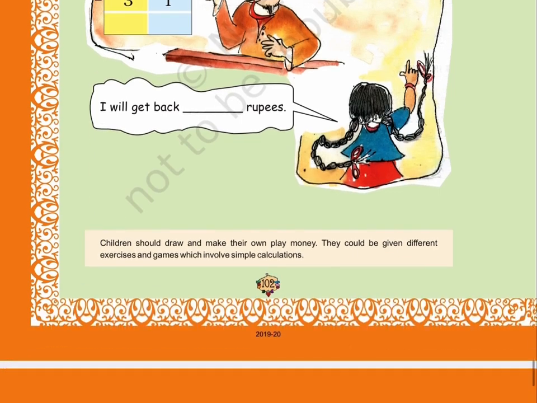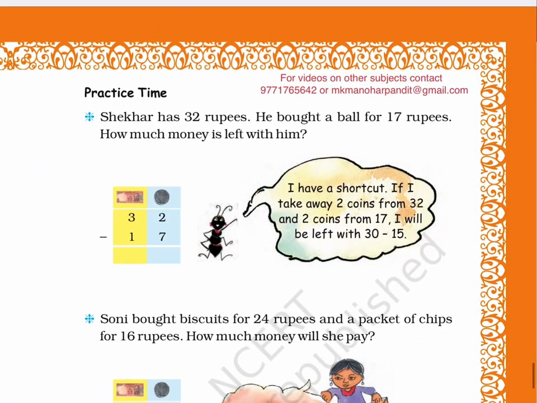Page 103. Practice time. Question 1. Shekhar has 32 rupees. He bought a ball for 17 rupees. How much money is left with him? There is a table with rupees 10 note column in yellow and rupee 1 coin column in blue below this question. The table reads as: Row 1, Column 1, number 3 is written. Column 2, number 2 is written.